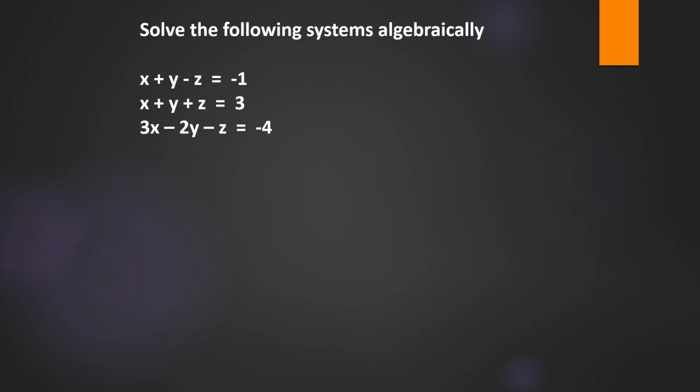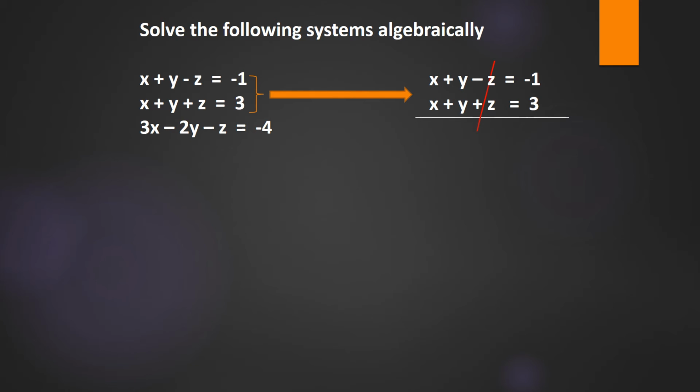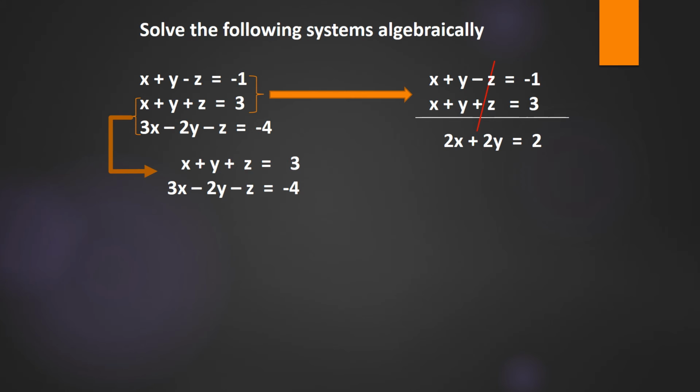Here's our next system of equations. Just like the previous problem, you want to start with the first two equations so you can eliminate one of your variables. I'm going to eliminate z from each equation. When I eliminate the z's, I am left with the result of 2x plus 2y is equal to 2. Then I use the last two equations. And since I eliminated the z's in the first set, I have to eliminate the z's in the second set. When I eliminate the z's here, I'm left with the result of 4x minus y is equal to -1.